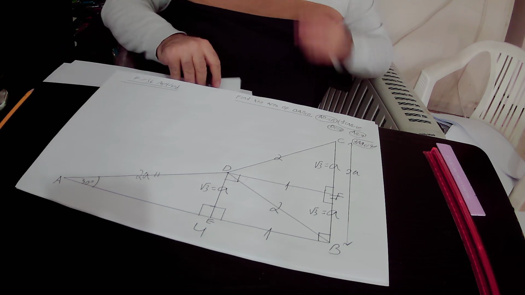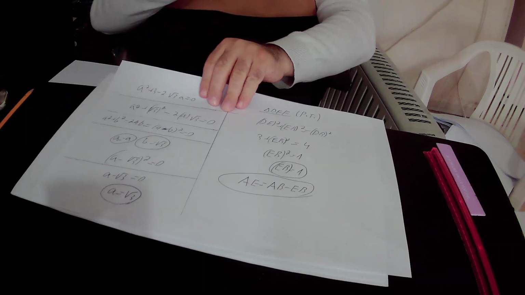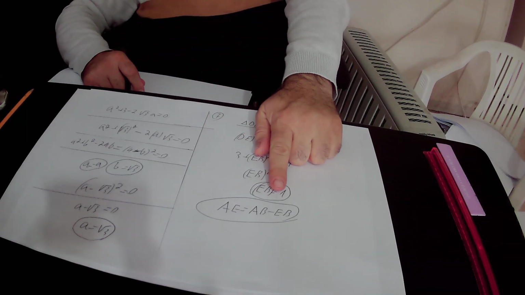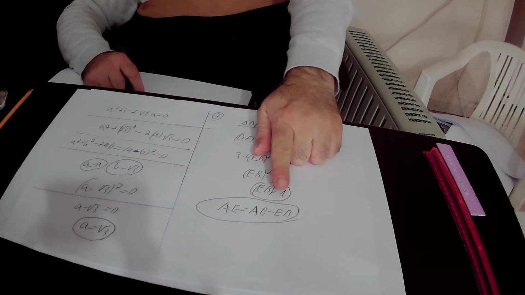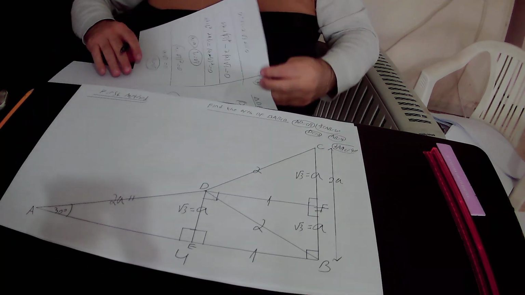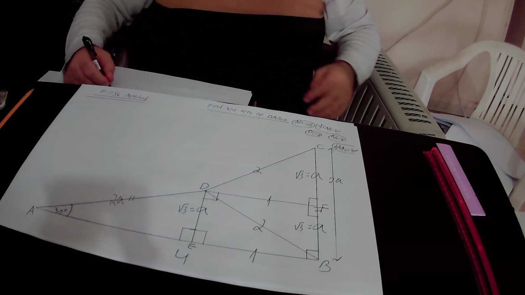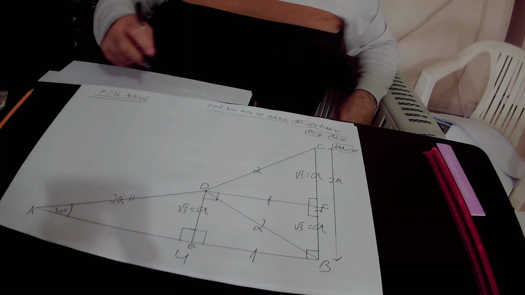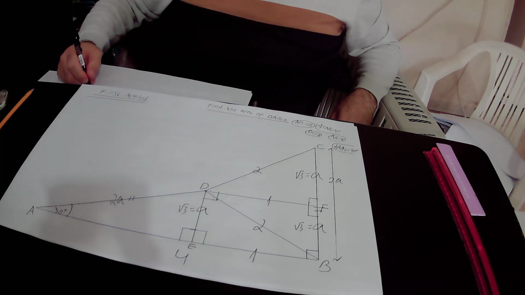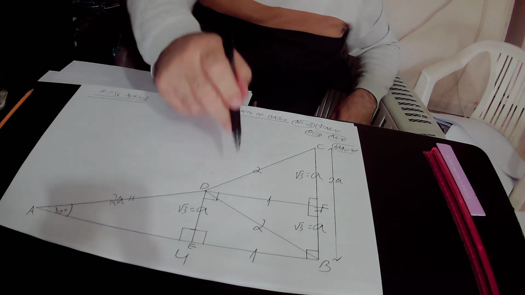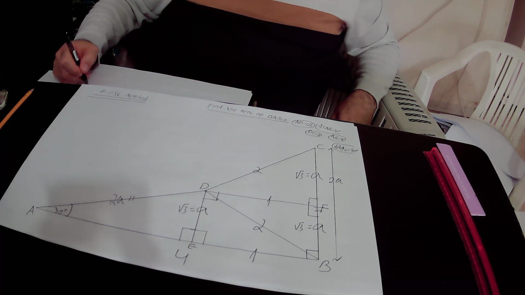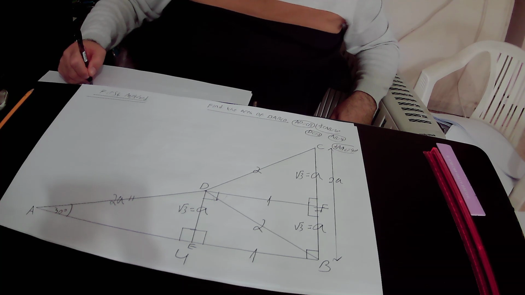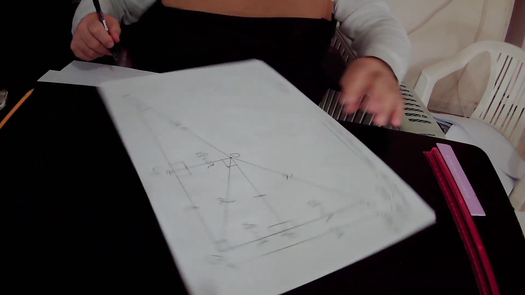I'll repeat again. AE equals AB minus EB. So AE equals AB, that is 4 units, minus EB, that is 1 unit. So AE equals 4 minus 1. 4 minus 1 is 3. So AE equals 3 units.